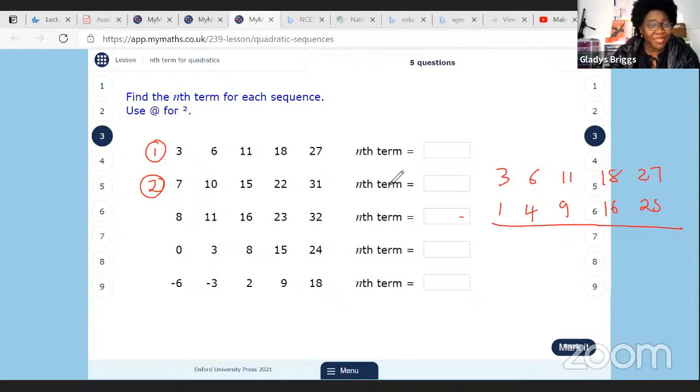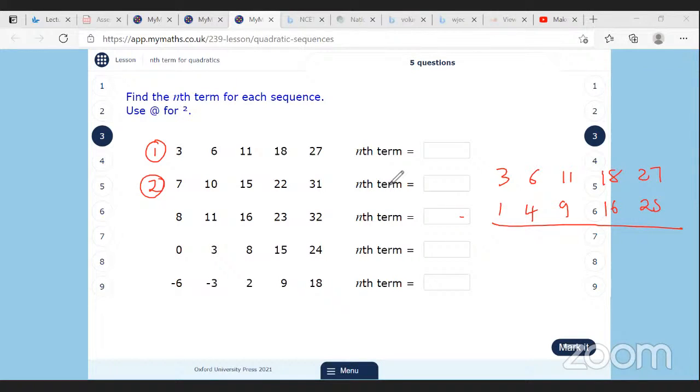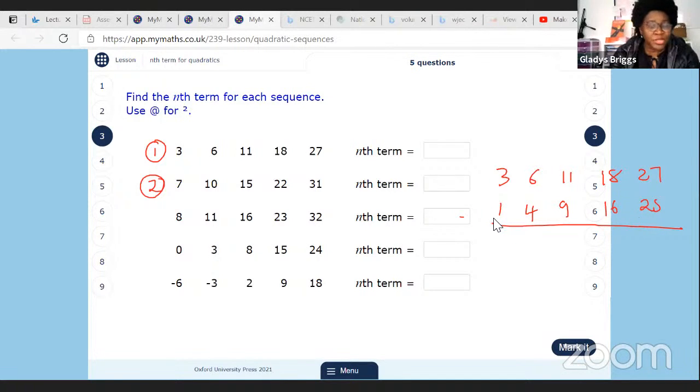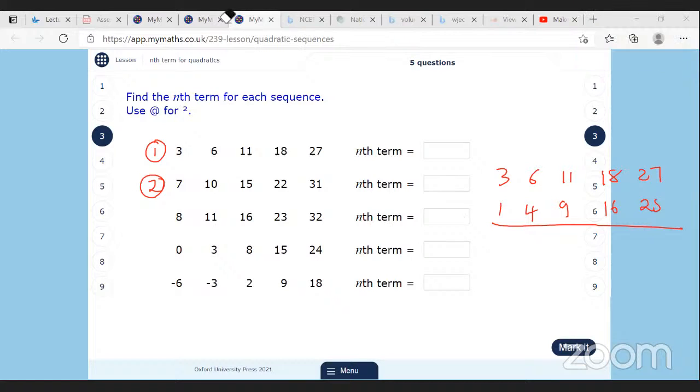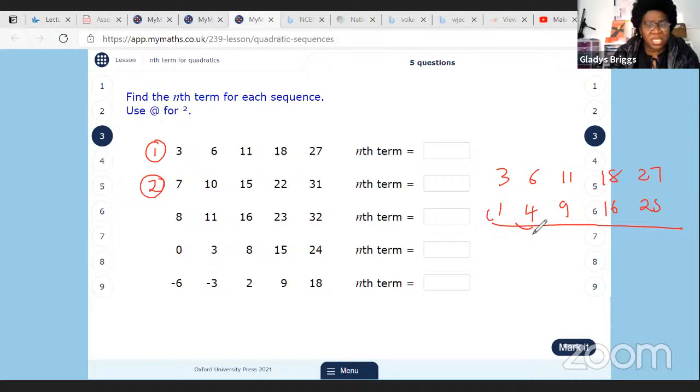Thank you, teacher. I know how to get 1 and 4 and 9. How to get this? So what do you not understand? What did you do that you get 1 and 4? Which 1 and 4? This and this? Yes.